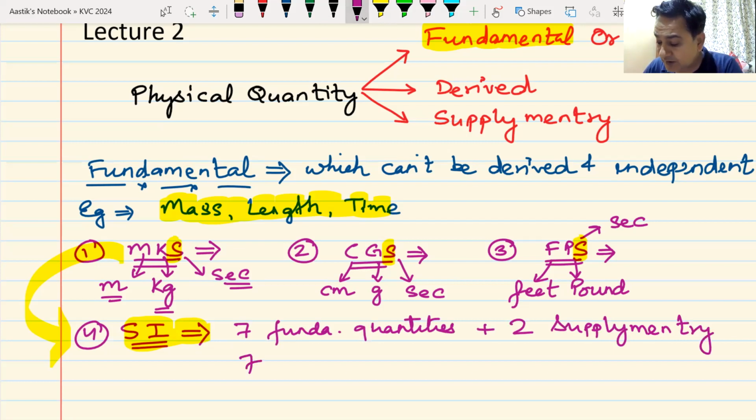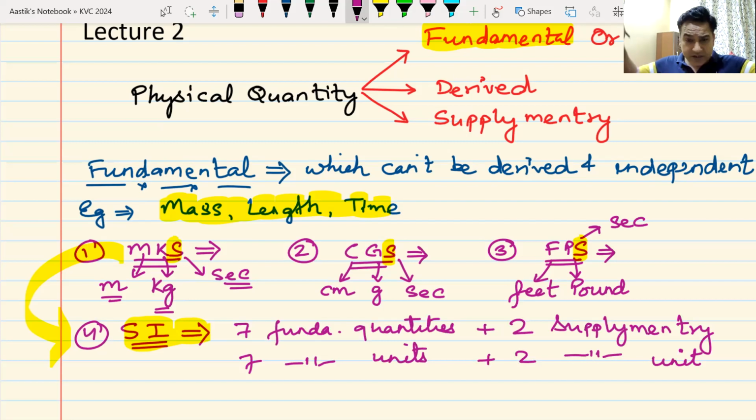That means it has seven fundamental units and two supplementary units, because every fundamental quantity will have one unit. That unit is known as the fundamental unit. There are seven fundamental quantities and two supplementary quantities.